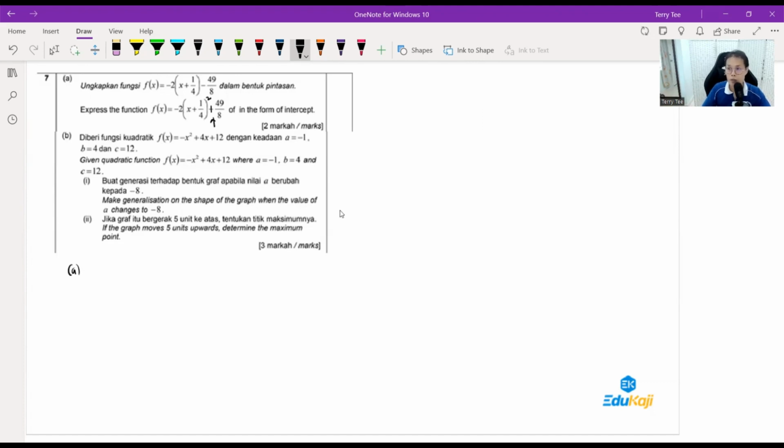Intercept form means, or we say factor form. That means you can put the (x minus alpha)(x minus beta). Now, it doesn't matter about your a, you may have an a outside, inside. So that means we are talking about the roots alpha and beta. Okay, so number one, we may have to expand this first. Your f(x) is now minus 2. Expand the bracket, x squared, 2ab.